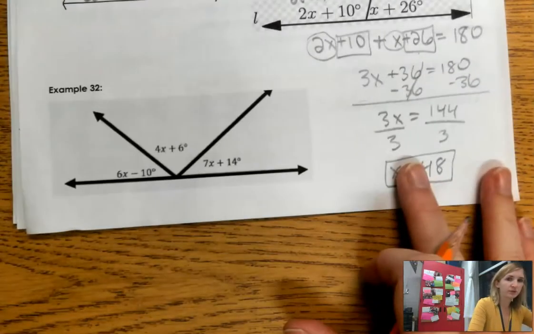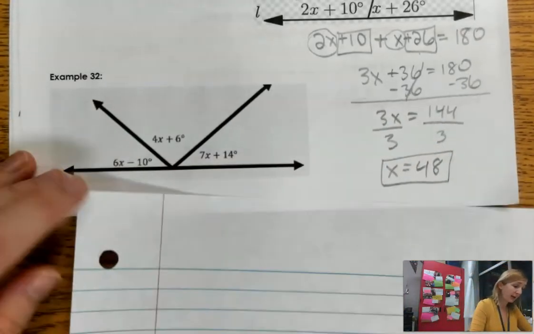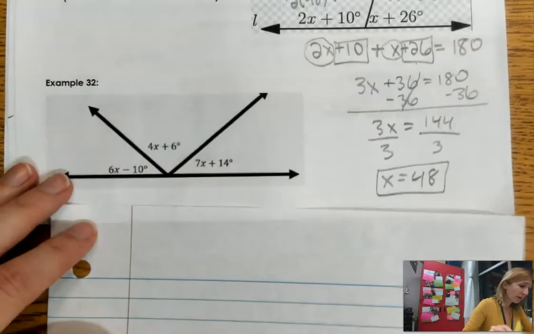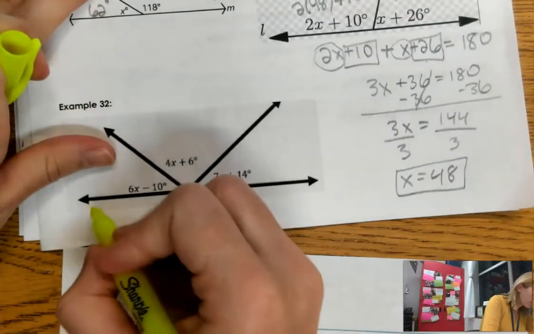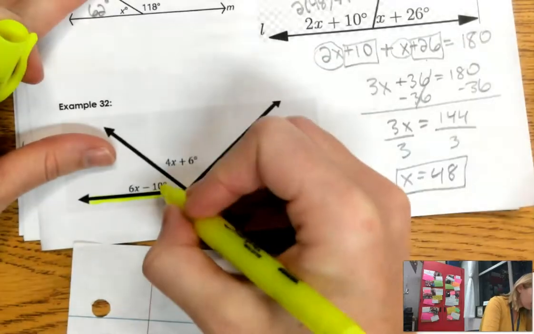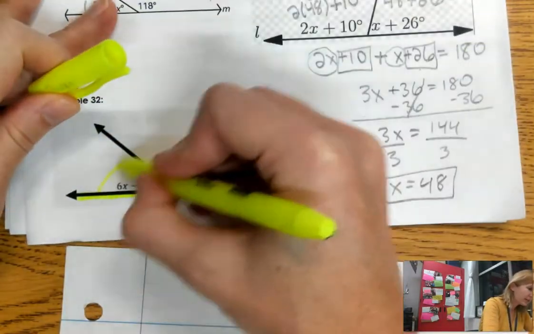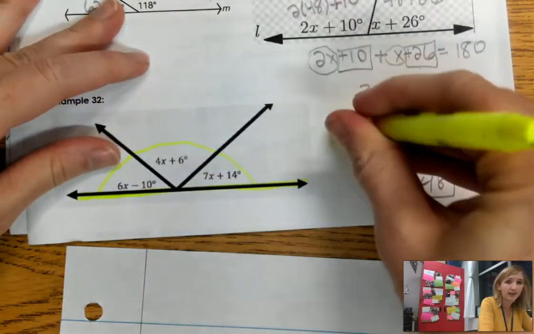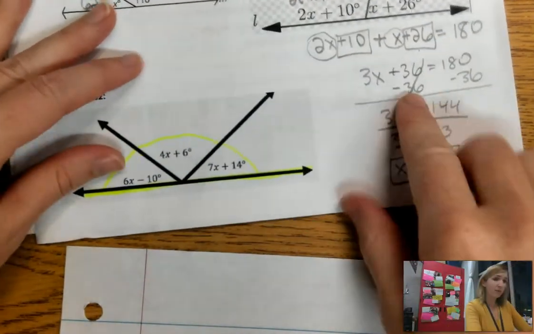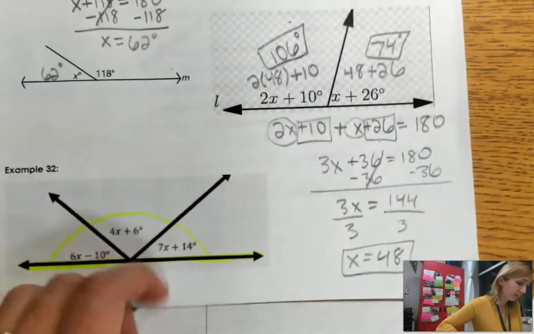Example 32. I need to get a separate piece of paper for this. I didn't give us much room. All right. I've got 3 different angles, but overall, these 3 angles are sitting on one line together. So this angle plus this angle plus this angle, all three angles together would add up to 180. So I'm just going to do the same thing I did for the other one, but this time I have three angles that I'm adding together.